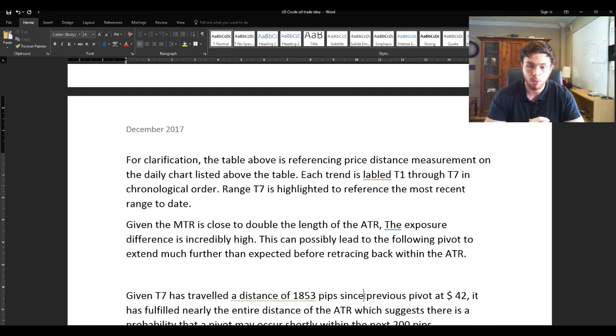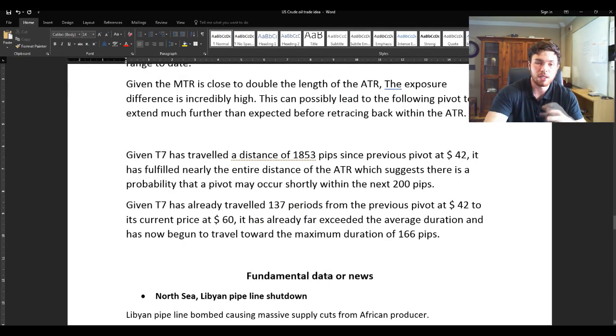Now, this is also something important that you need to understand, is in terms of risk management, which we'll do in video number 3, you have to be very, very careful. So going into the next one, given that T7 has traveled a distance of 1,853 pips since the previous pivot at $42, it has filled nearly the entire distance of the ATR, which suggests there's a probability that a pivot may occur shortly or within the next 200 pips.